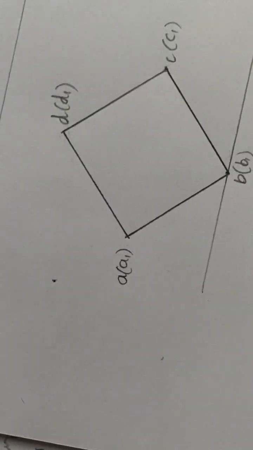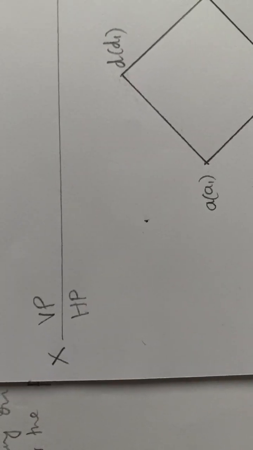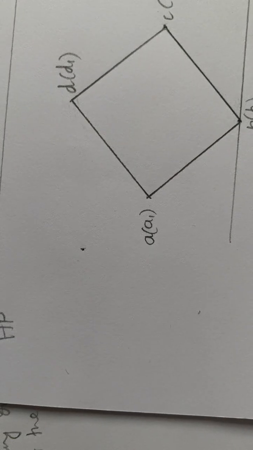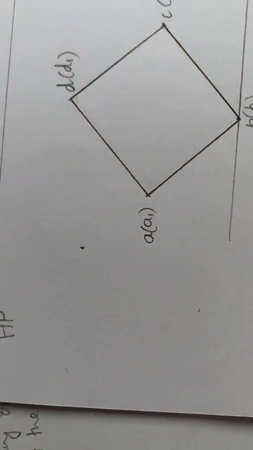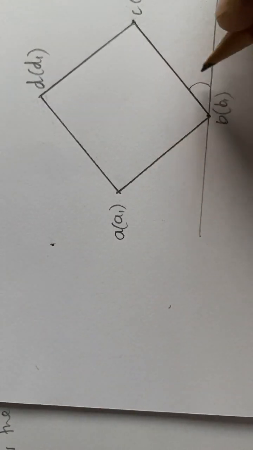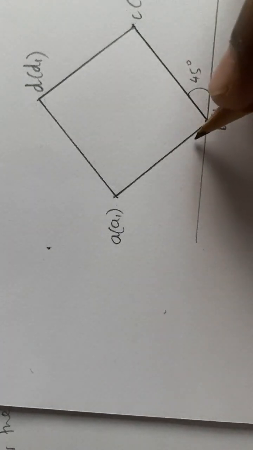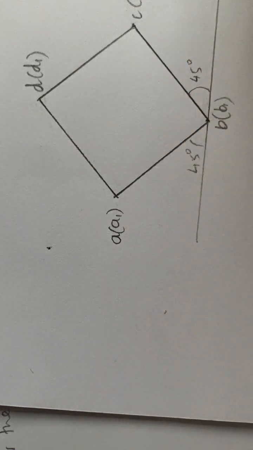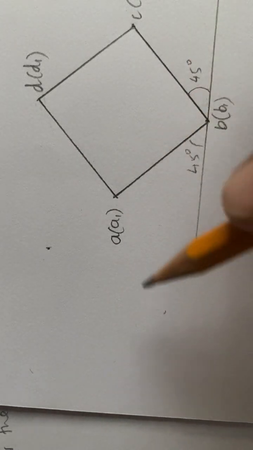So first thing you do is draw the XY line, and mark VP and HP. Then you need to draw a square, a perfect square, but inclined like this, so the angle is 45 degrees. Make a note of this: 45 this side, 45 this side. You need to make a square like this first.